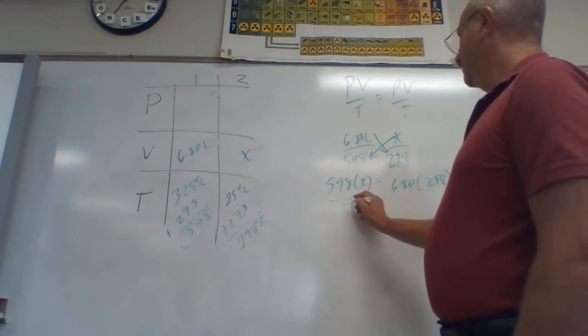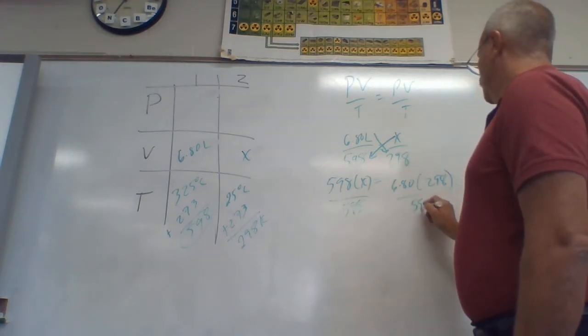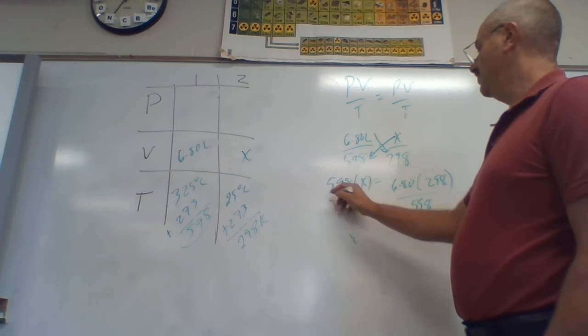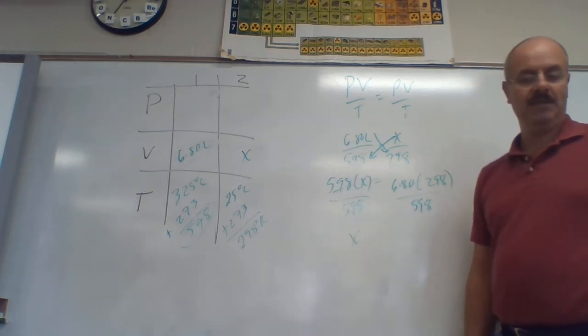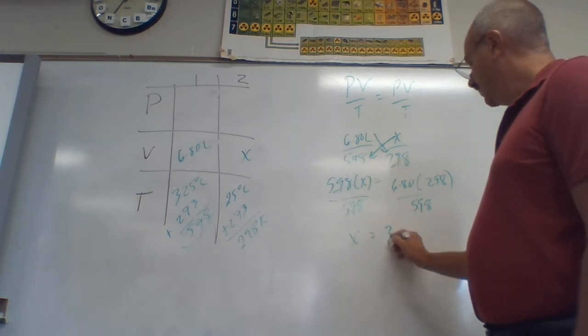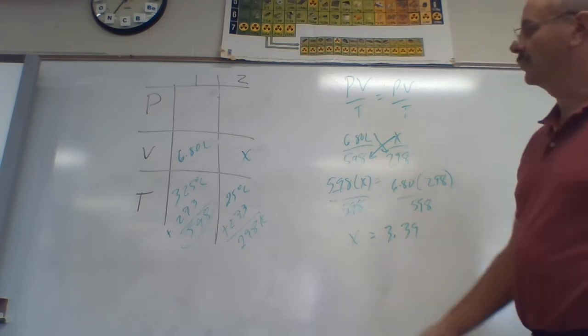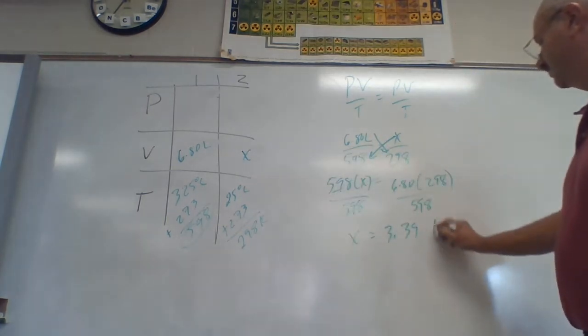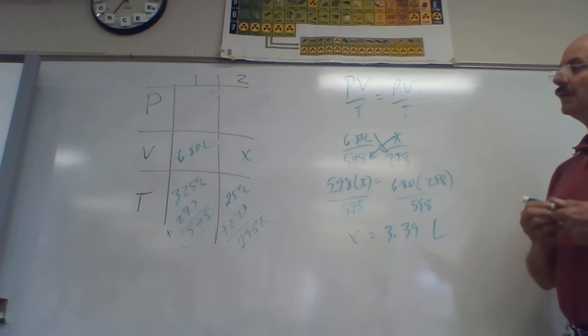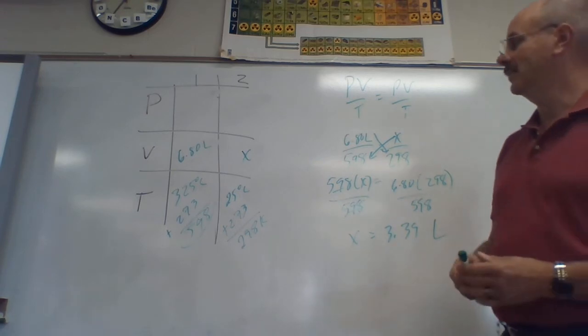Then I get X by itself, divide both sides by 598. So that allows me to cross those out, and I get X equals 3.39. And what were we trying to find out? Liters.